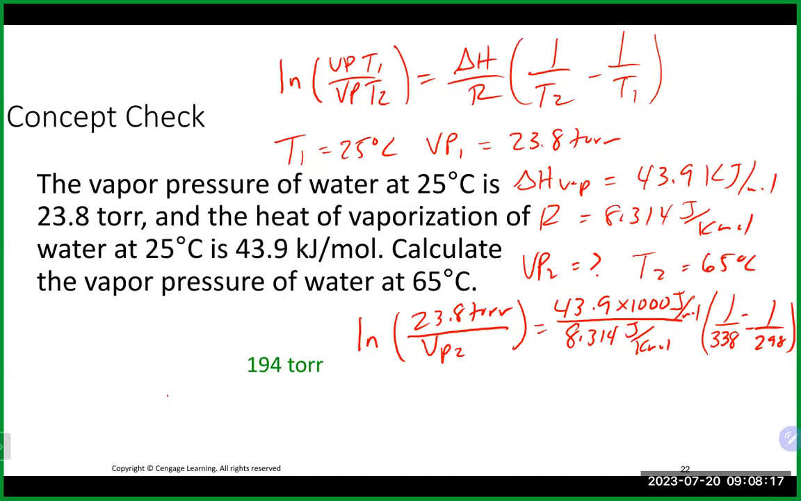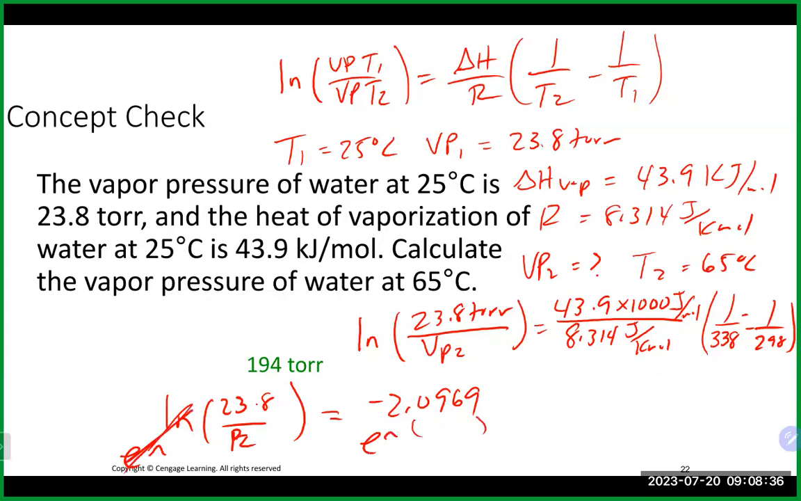That's going to give us the natural log of 23.8 over P2 is equal to minus 2.0969. To get rid of the natural log on your calculator, you need to take the e of both sides. When you take the e of this side, it just gets rid of the natural log, and that will get you 23.8 over our pressure. And if you take the e of this side, it gets us 0.12283343.